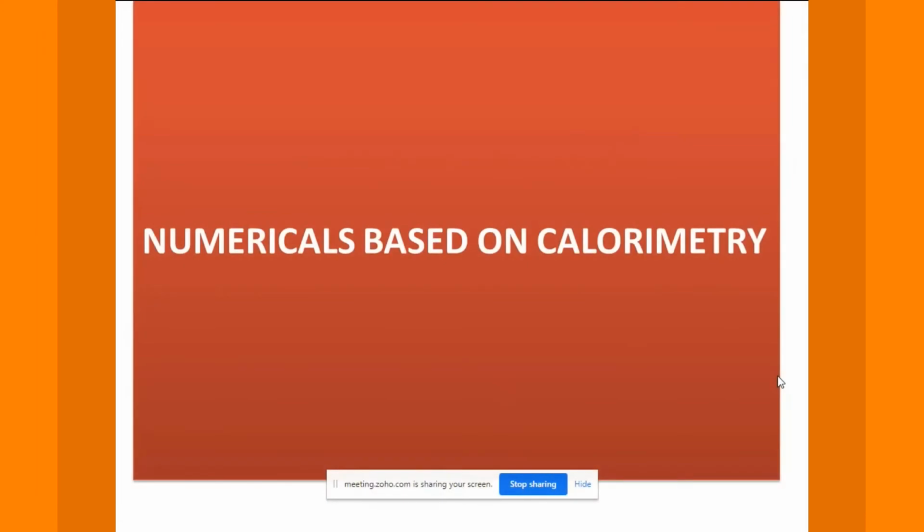Hello, children. Today we are going to discuss numericals based on Chapter 7 Calorimetry. So, in this session, we will focus on exercise 11A and the first 6 questions from that. Before moving into the details of the numericals, I would like to reinforce the concept of the principle of calorimetry.